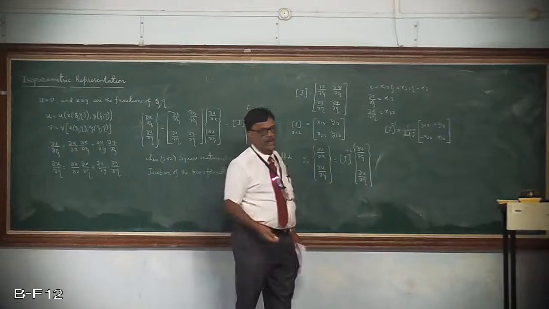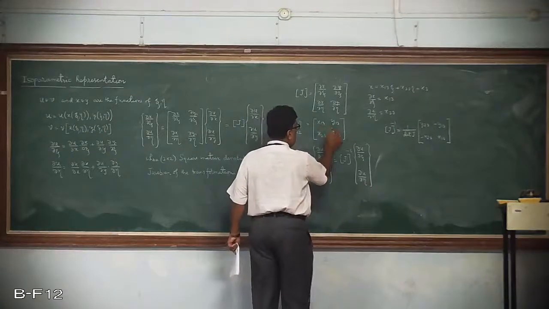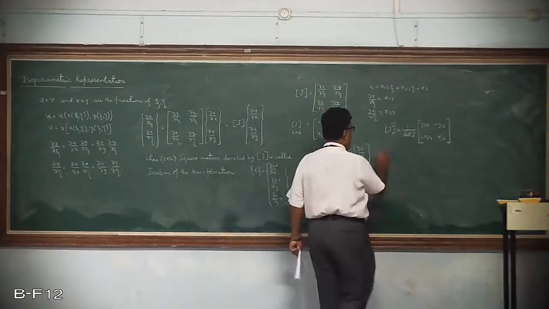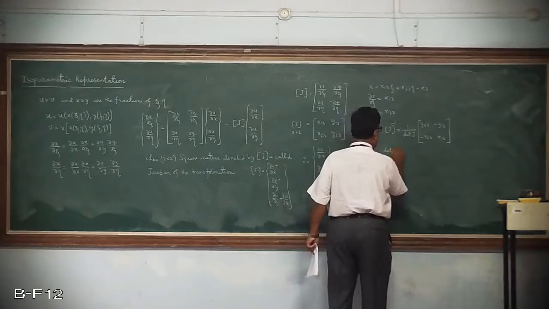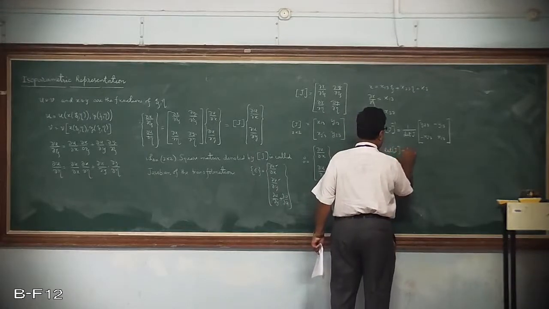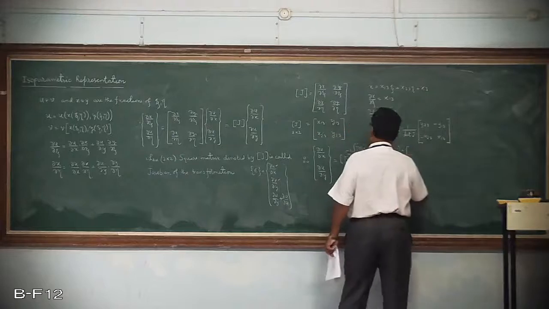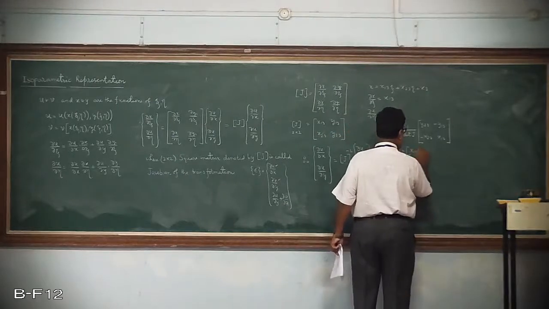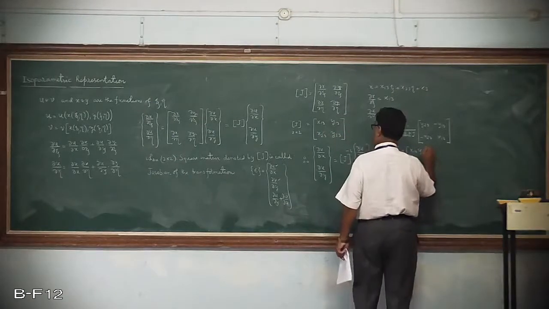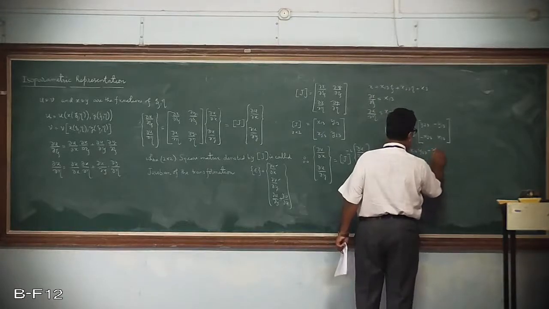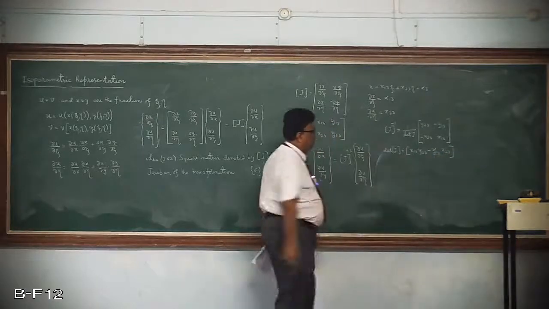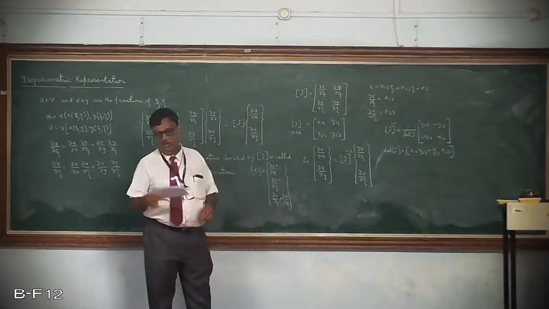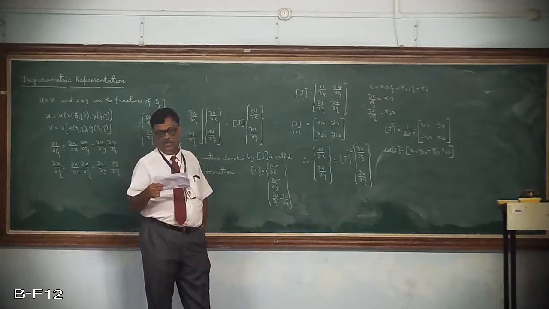And what is the determinant? Determinant is always this cross minus this. That means the determinant of J is nothing but x13 y23 minus y13 x23. So this is called the determinant of the Jacobian matrix. You can find it out from that, and you can always write this.